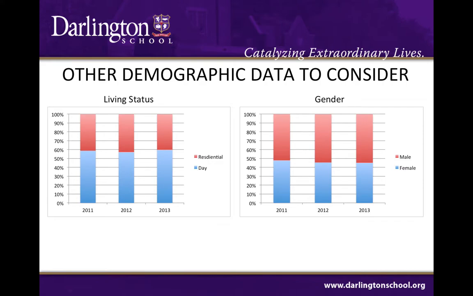Now, other demographic data that we need to consider is our residential versus day. We still are at 60% day student versus 40%. We have been, as we've talked about throughout the year, trying to increase our boarding. We are almost at capacity now. We've, of course, added a new dorm area, and we're looking at doing even one more probably in the next year or so. We are predominantly male.